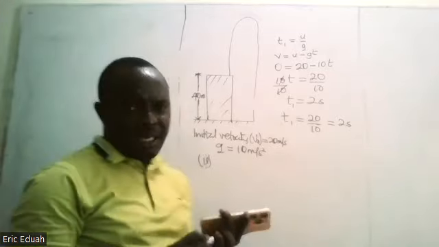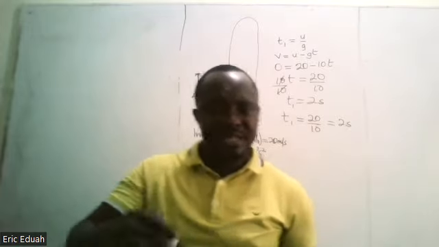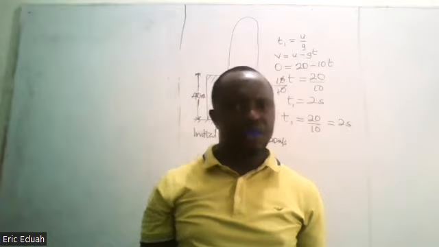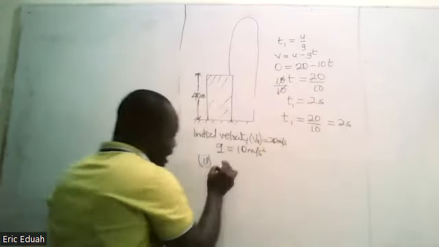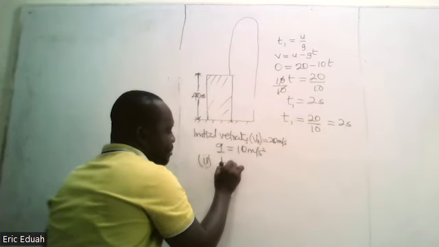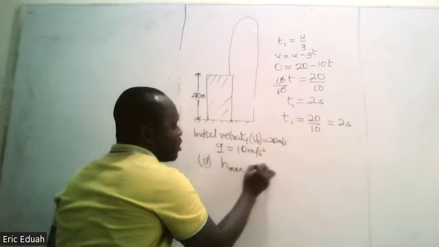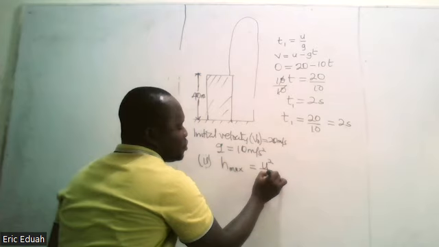And this question talks about the maximum height or distance traveled by the body when projected from the top of the building. Okay, so the standard formula has it that maximum height, H max, is equal to U squared over 2g.